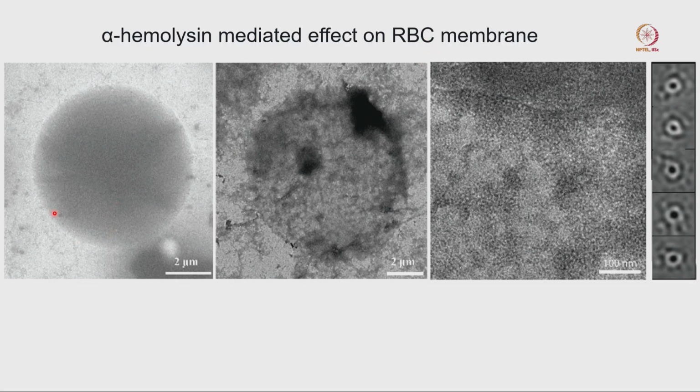So here you can see this is a control cell, and the outer membrane of this control cell is very smooth. But if you look at this same RBC cell when we treated it with that toxin molecule, you can see how these toxins are damaging the outer membrane. From this one you can see that there is a lot of damage in this particular area, in this particular area, and in this particular area.